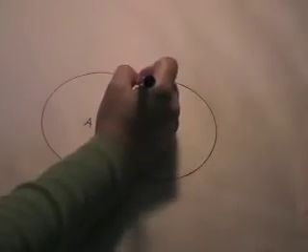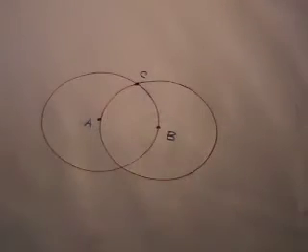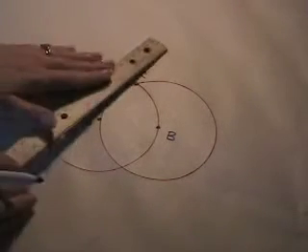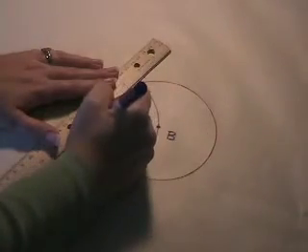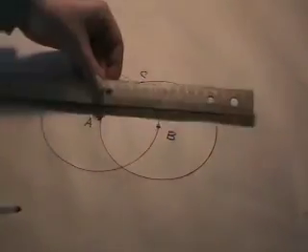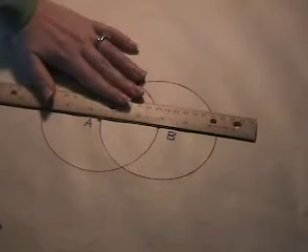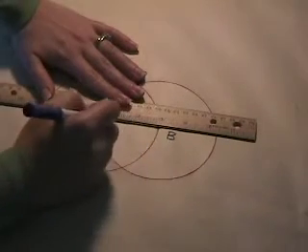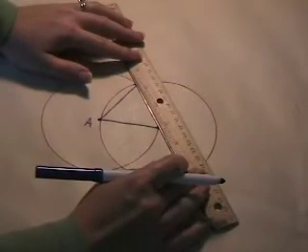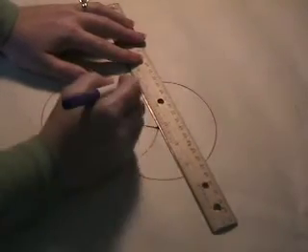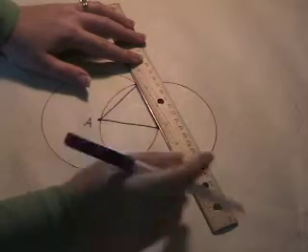Call the intersection of the two circles point C. Connect points A and C, which is a radius of circle A. Connect point A and B, another radius of circle A. Finally, connect point B to C, a radius of B.